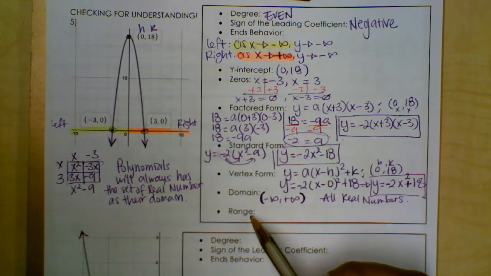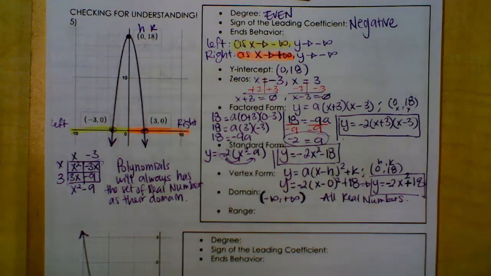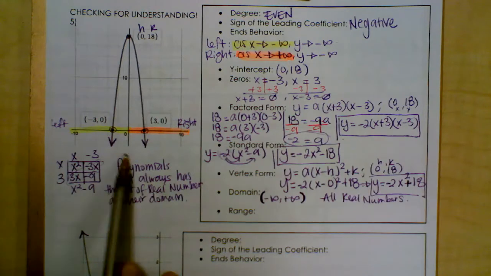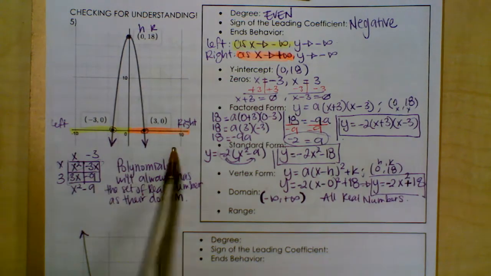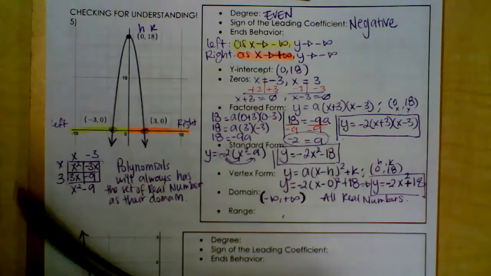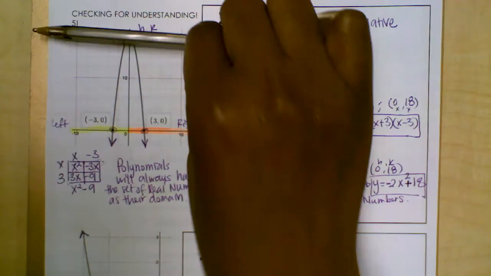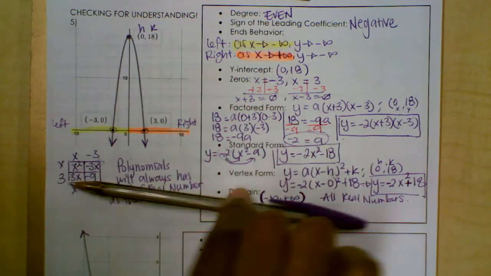Now for the range, it depends. If you have an odd degree polynomial, the range will also be all real numbers. But because here you have an even degree polynomial, always start with the lowest y value. Always start from the bottom up for the range. You always look bottom up. So the lowest y value, we start from the bottom.